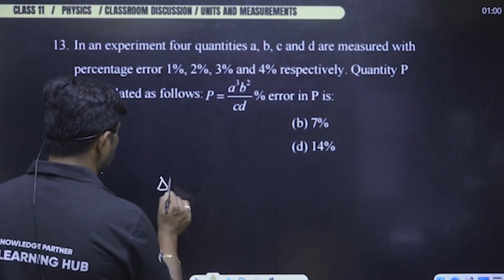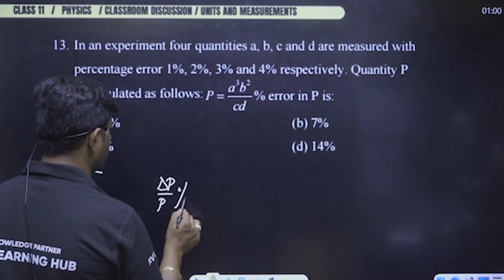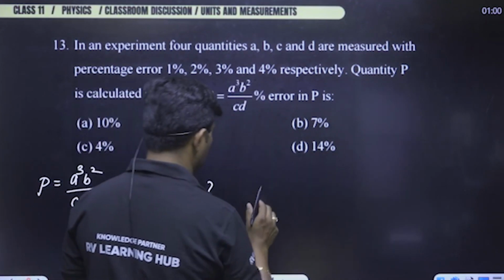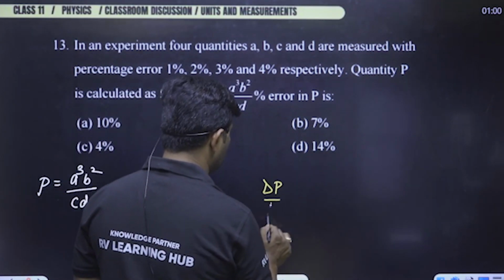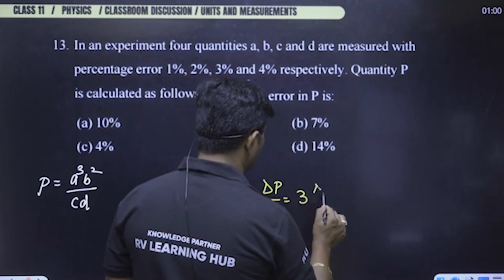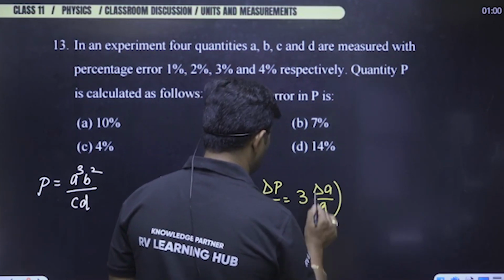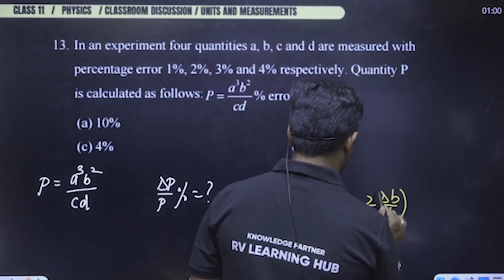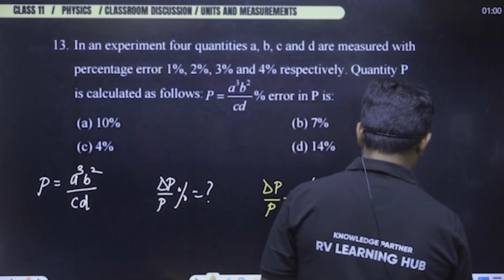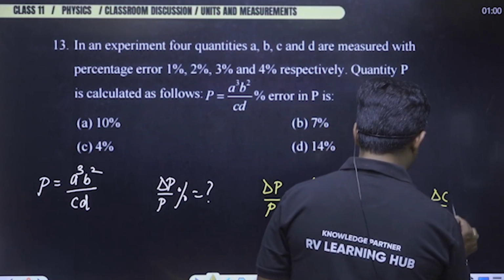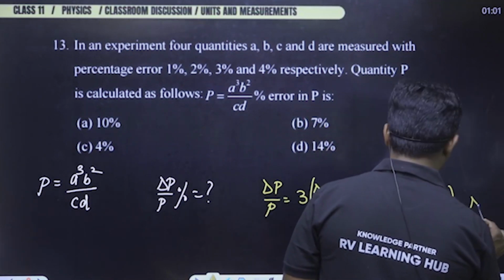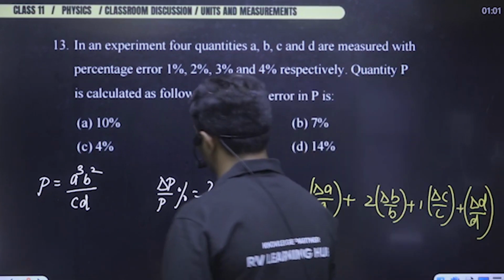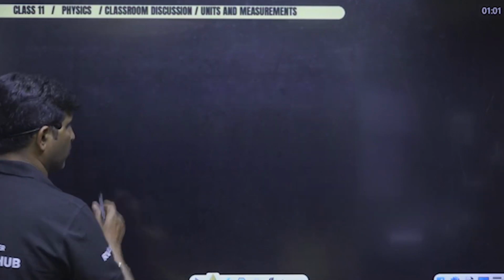That means we have to calculate delta P by P in percentage. So how can we simplify this value here? We know delta P by P is equal to 3 into delta A by A plus 2 into delta B by B plus 1 into delta C by C plus delta D by D. Okay, so just substitute all the values and simplify, you will get the answer.